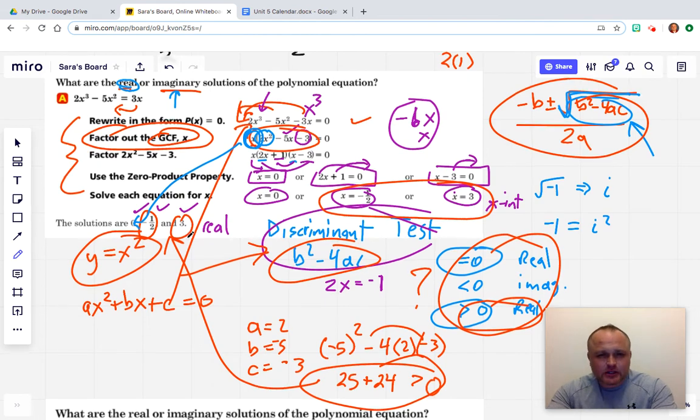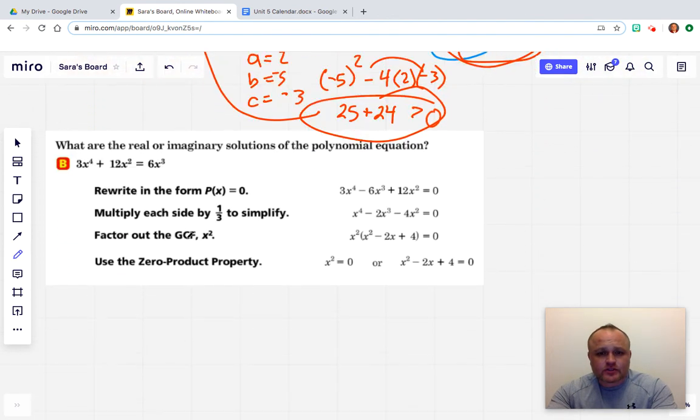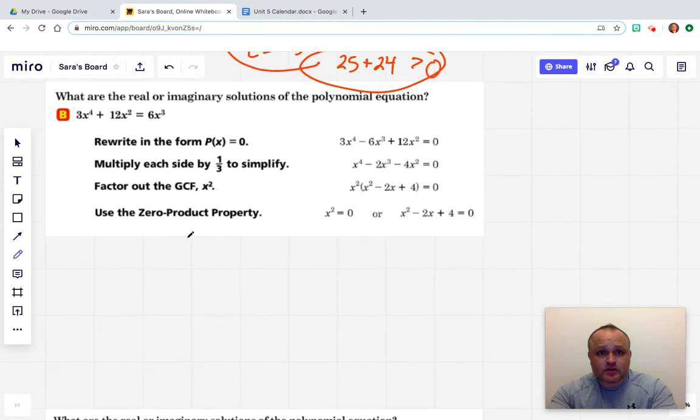I'm going to get a little bit faster as far as these other ones go, since you know the premise now. Here we go. What are the real and imaginary solutions for the polynomial? Notice what they did. I have 4, 3, and 2. They put them in descending order as far as their powers go. The degree of 4, the degree of 3, the degree of 2. They set it equal to 0.